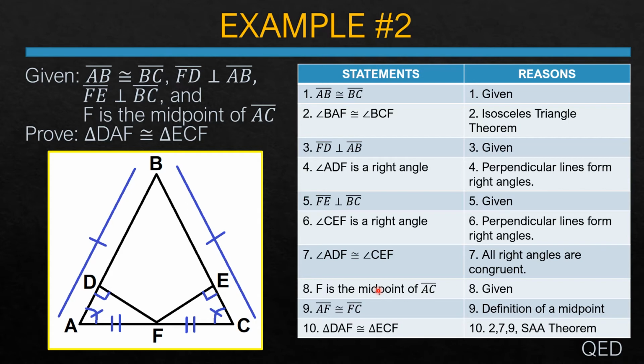Statement 8 is another given. F is the midpoint of line segment AC. Statement 9 is the consequence of statement 8. Line segment AF is congruent to line segment FC by the definition of a midpoint.